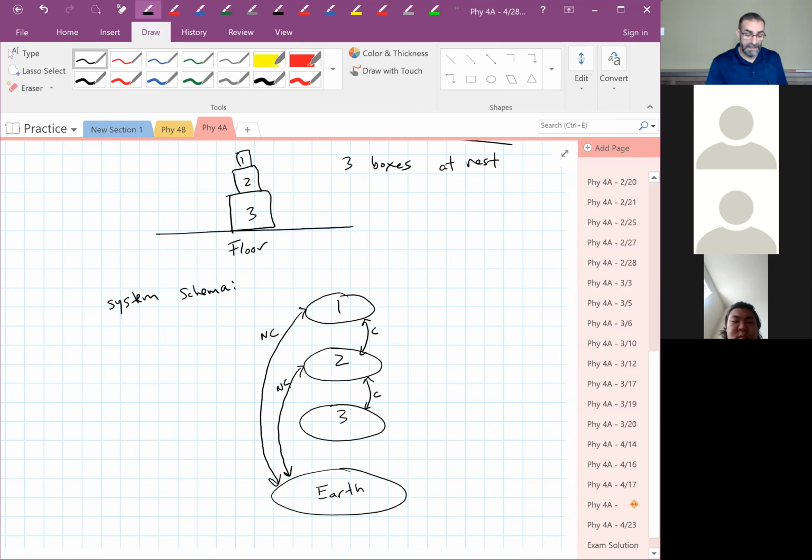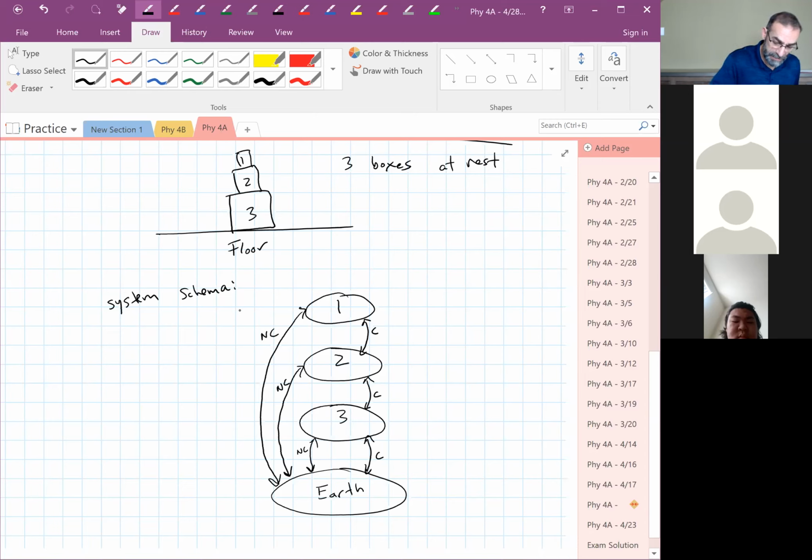Box 3 is interacting with box 2. We've already accounted for that. It's interacting with the Earth through a contact force, right? It's touching the floor. And there's a non-contact force of gravity between box 3 and the Earth. So those are our forces.